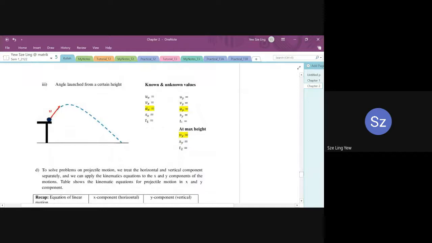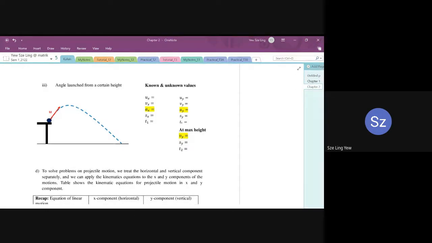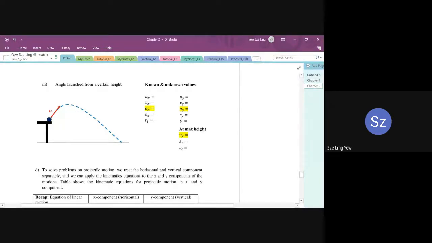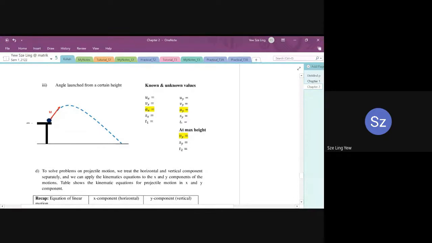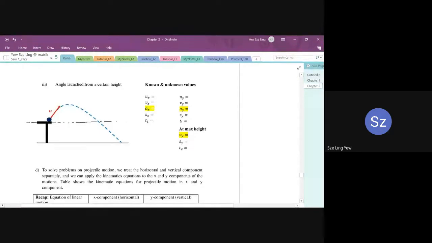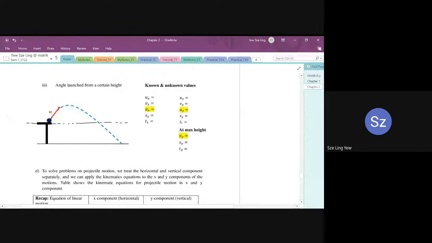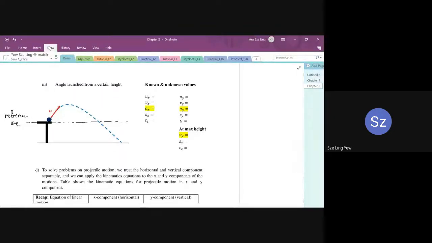All right, angle launched from a certain height. How are we going to solve these questions? Now you have a case where the object is not going back to its original position. What happens here is that it goes further down. So this is your reference line, your reference position.